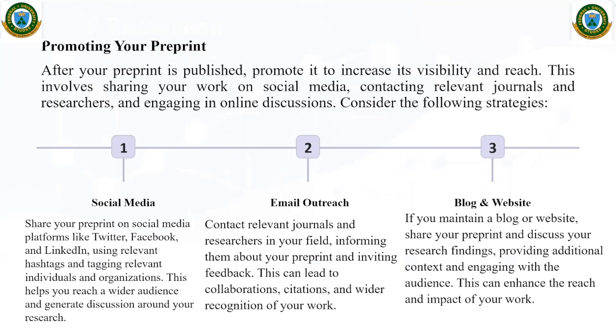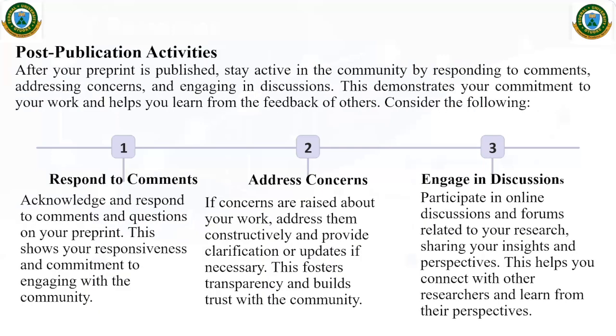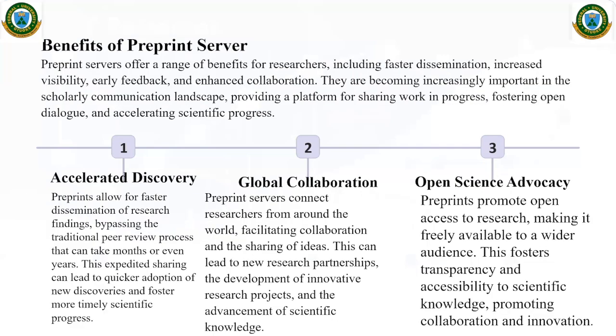You can promote your work through social media, email outreach, blogs, and websites, particularly as a researcher. If you have a website, you can link it up. And with ResearchGate, of course, once your work is out there and you put your ORCID, it will link up to your ResearchGate and Google Scholar and every other site, and people will be aware that you have just recently put out a new publication. Post-publication activity: respond to comments. There will be comments, and you need to address those comments. You also engage in further discussion as a result of that.